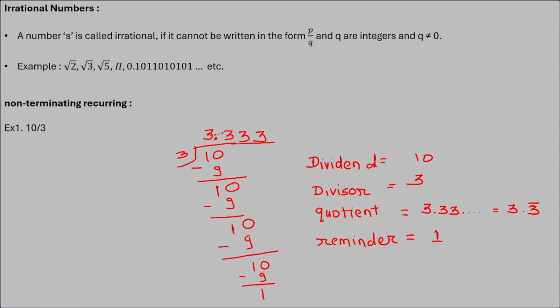So if someone asks you what is the value of 10 divided by 3, you should say 3.3 recurring. Recurring means this: 3.3333, this will go on till infinity. Hope you understood this, and here the remainder is 1.